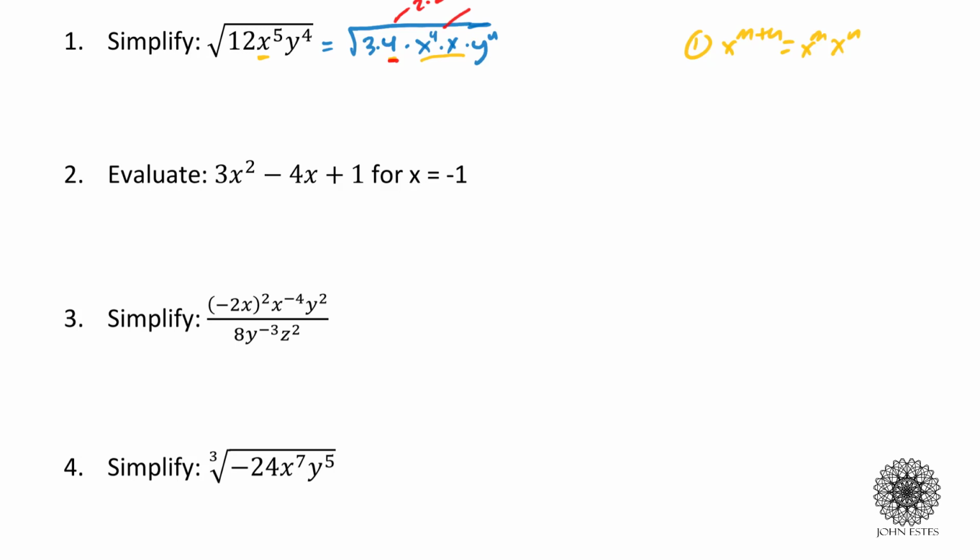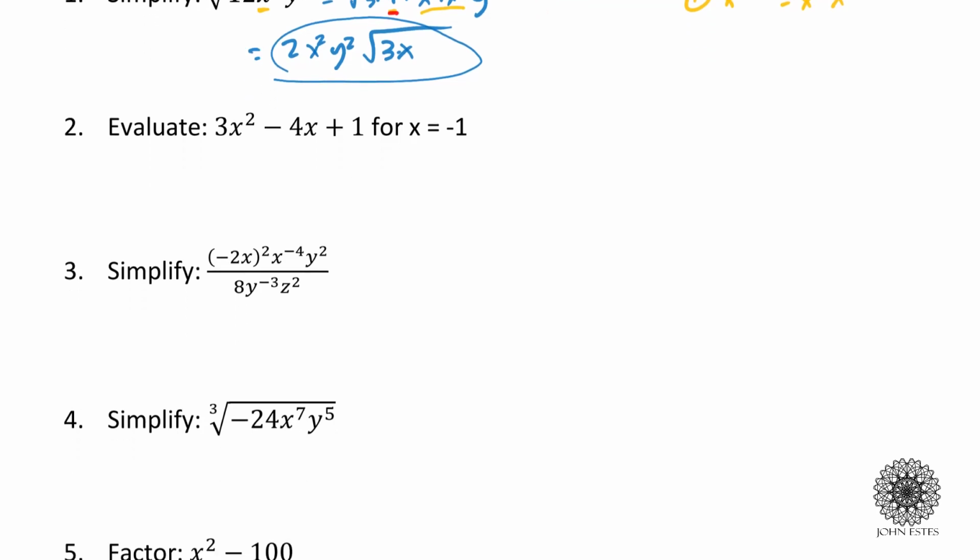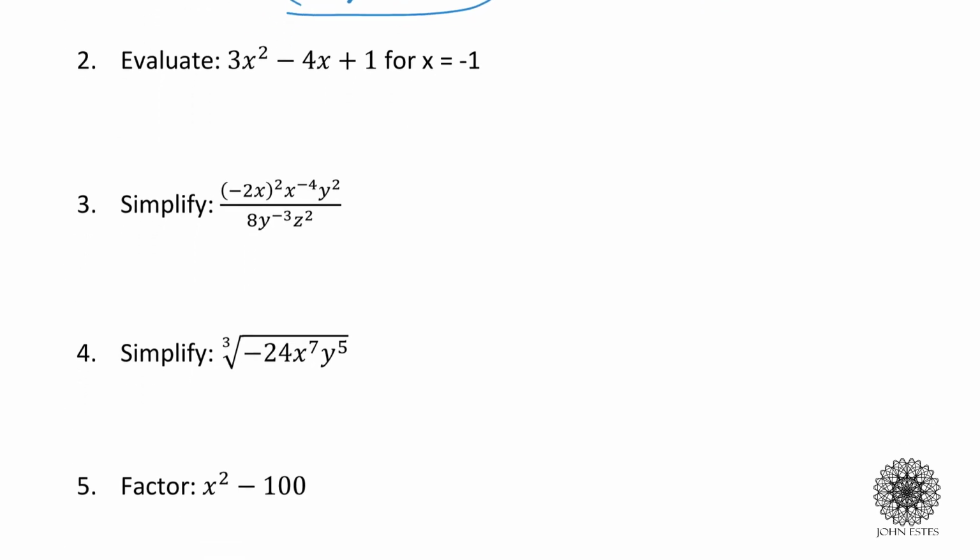I recognize that x to the fourth is x squared times x squared, and y to the fourth is y squared times y squared. So from that, I can take out a 2, x squared, y squared, and I'm left with the square root of 3 times x, or we'll just say 3x. Okay, so there's my solution. There it is simplified.